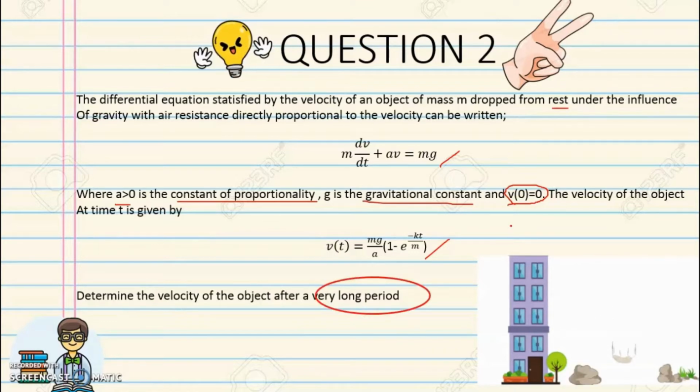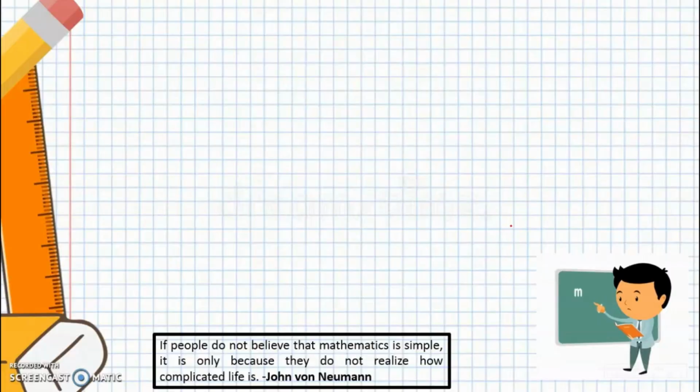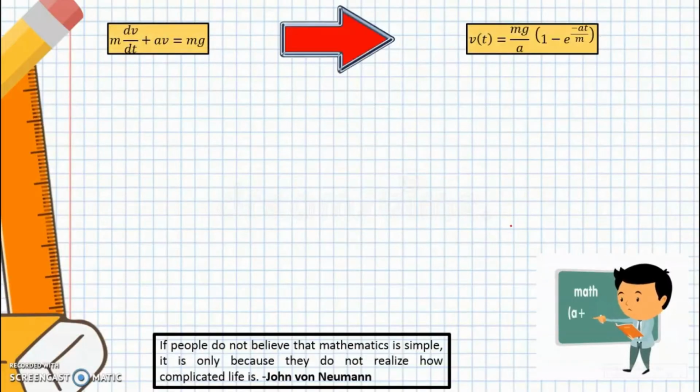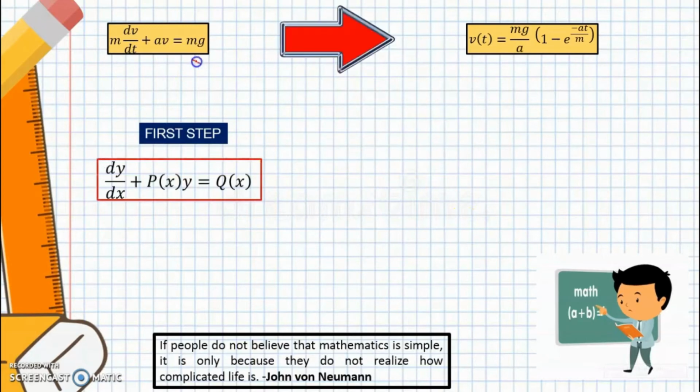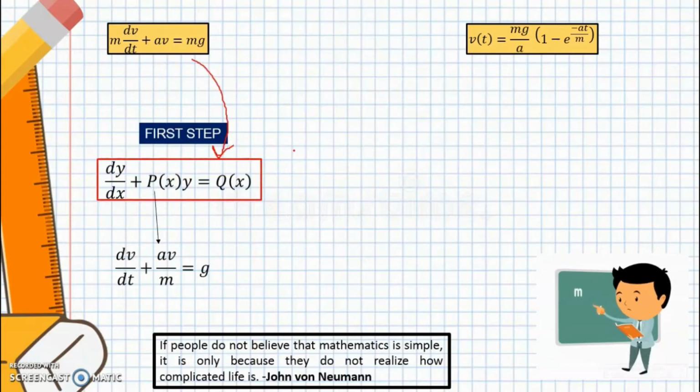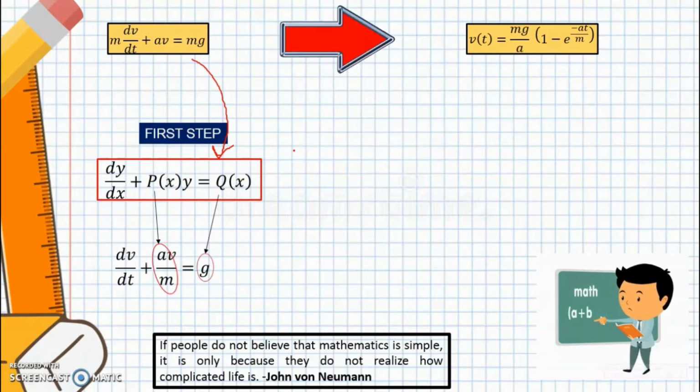Next we proceed to this one, where I want to prove this equation into this equation. There are 3 steps. The first step is where we need to rearrange this equation into this equation, and P(x) is equal to A over M and Q(x) is equal to G.